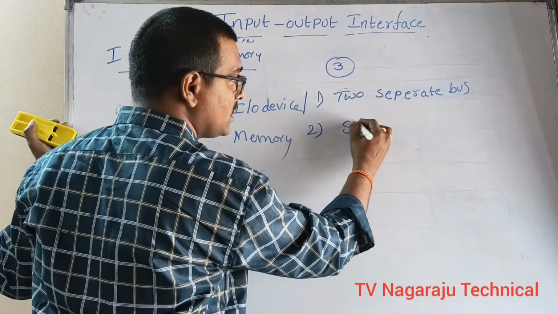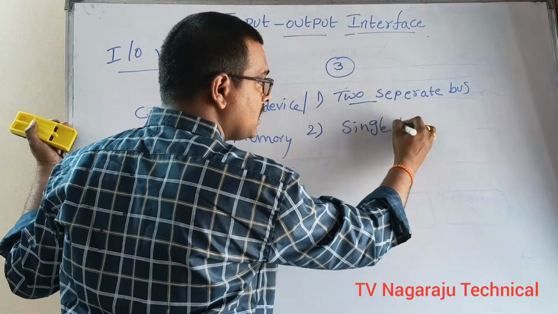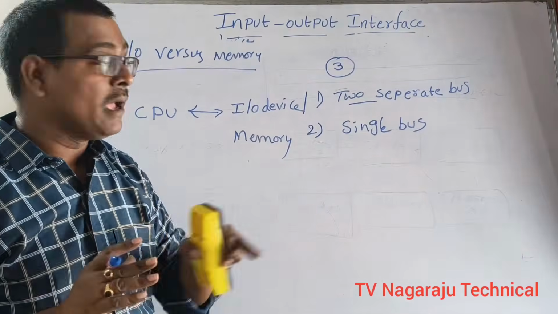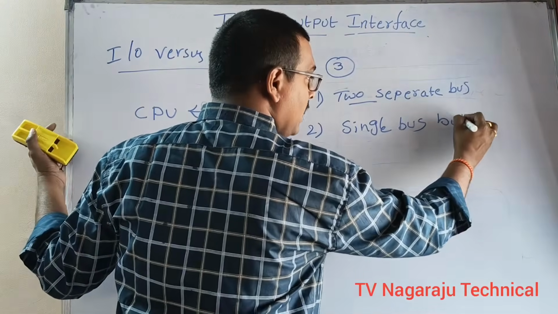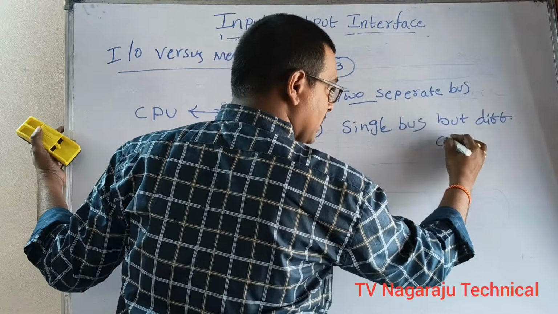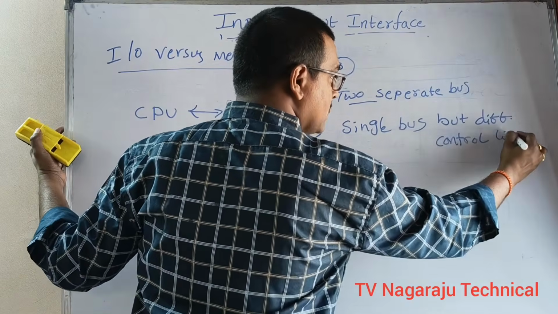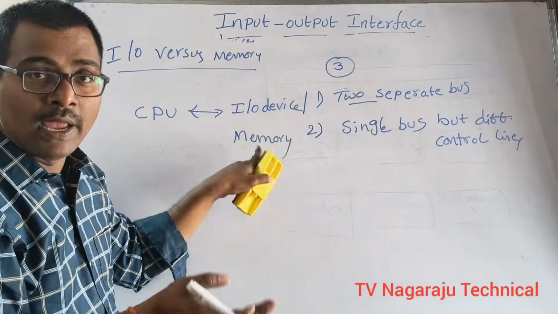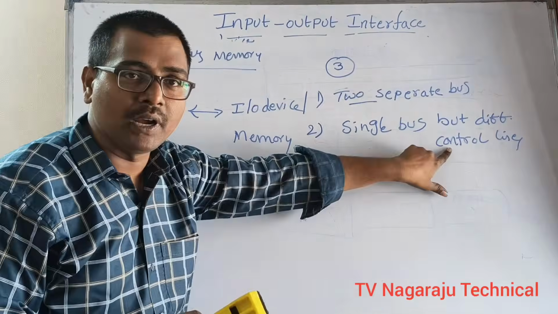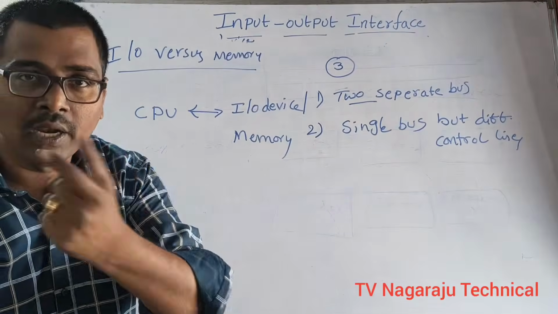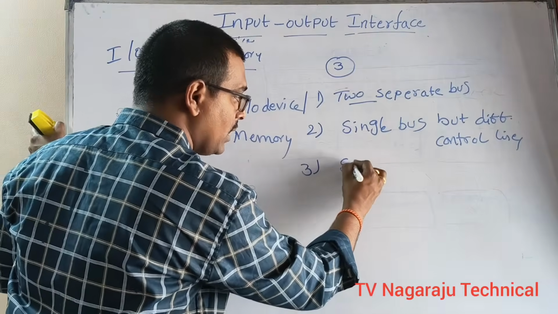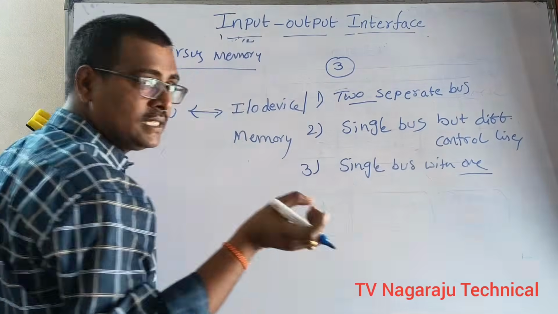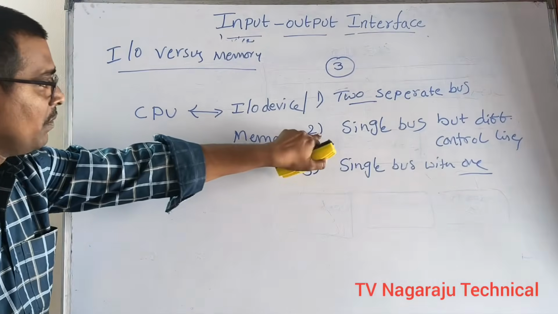Another approach is, instead of two separate buses, use only one single bus, but with different control lines. Anyway, I will explain. The common bus is used by both the memory and IO, and for IO operation there are different control lines, and for memory operation there are different control lines. And the last one is a single bus with one control line, that is, the same control line. Anyway, we will discuss these two.